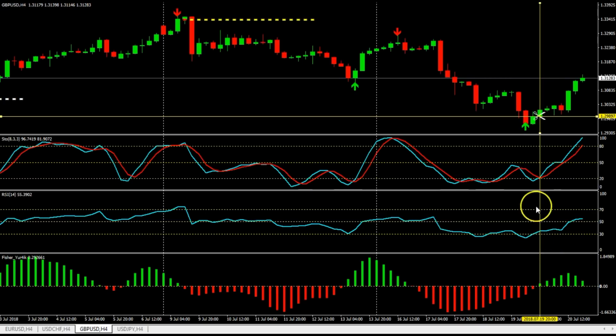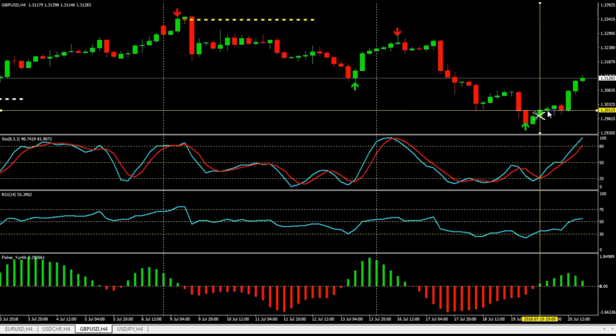We see the market is going up. We see the Fisher has changed to green. The RSI has gone above the 30 level and is rising. The stochastic is just about changing color, the blue line is going above the red one. So we can buy at the open of the next candle, which is this one.